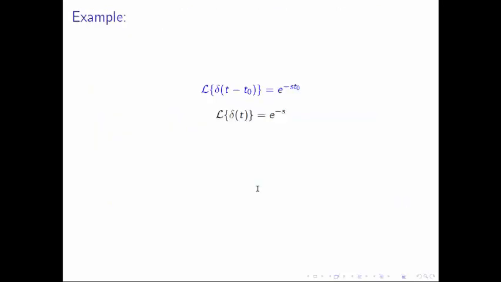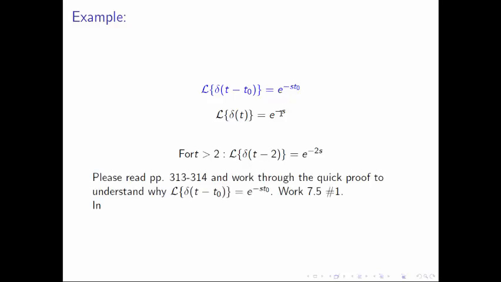An example for that: if this is t minus 0, then the Laplace transform of the Dirac delta function is simply e to the negative s. For a second example, if we have t minus 2, then the Laplace transform of that Dirac delta function is e to the negative 2s. This will be your homework. Please read these 2 pages, work through the quick proof to understand why that's the case, and I've only assigned 1 problem from that section.